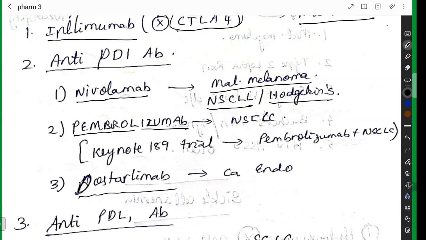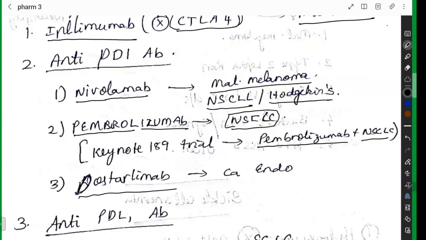Similarly, in which condition are you going to give pembrolizumab? Non-small cell carcinoma of lung. Surprisingly, this question was asked in the NEET PG exam. What is this Keynote 199 trial? The Keynote 199 trial denotes pembrolizumab used in non-small cell lung cancer.